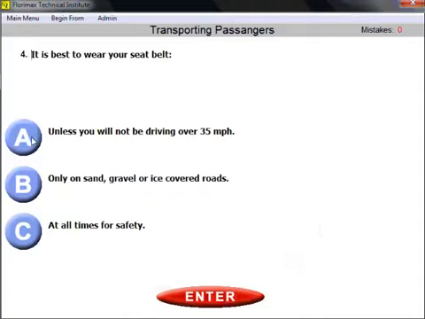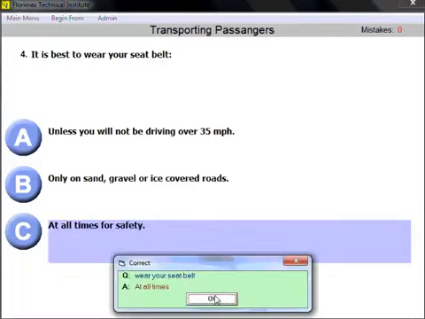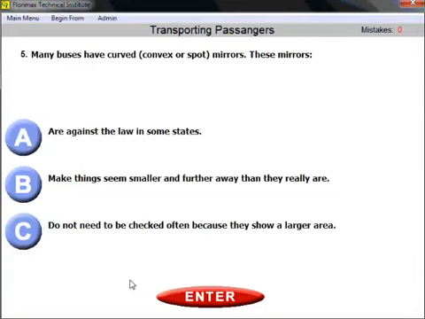Question number 4. It is best to wear your seat belt. Well, obviously, at all times. And again, you're looking for safety, the keyword which helps you to locate the right answer. All times for safety. All times you should wear your seat belt.